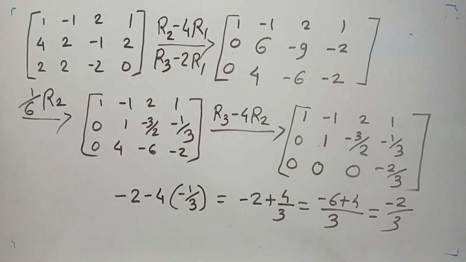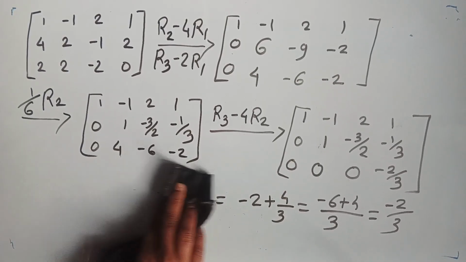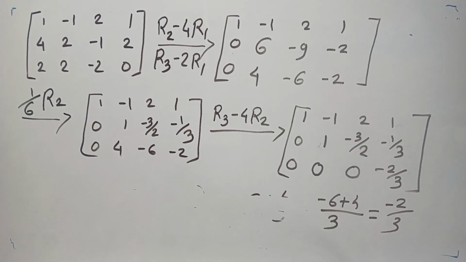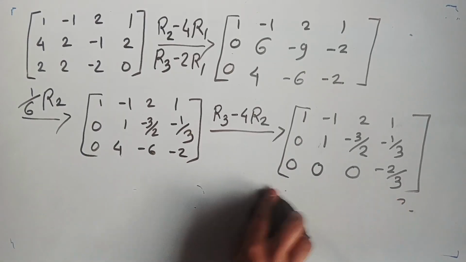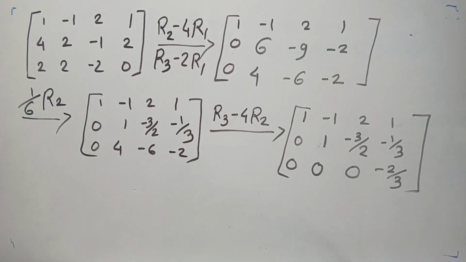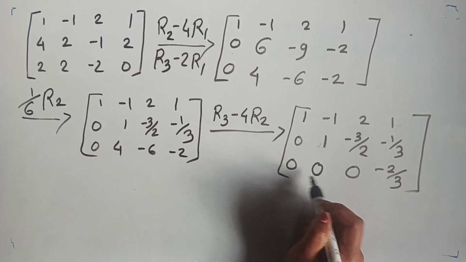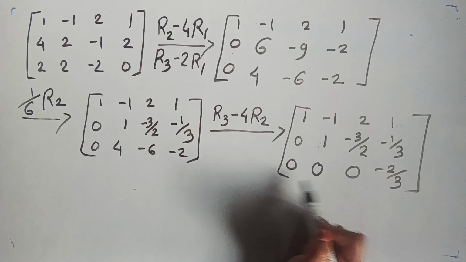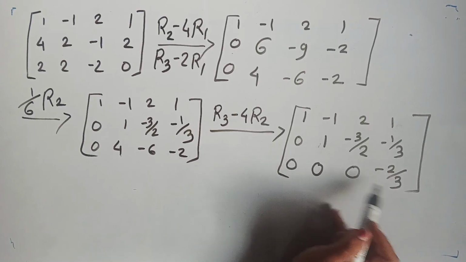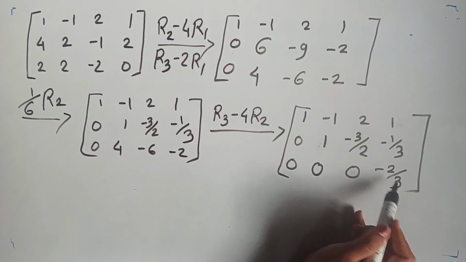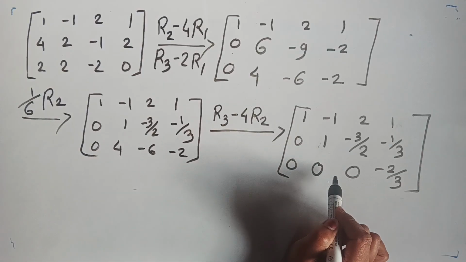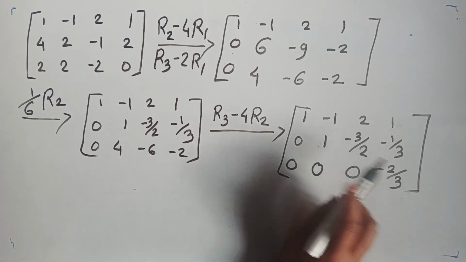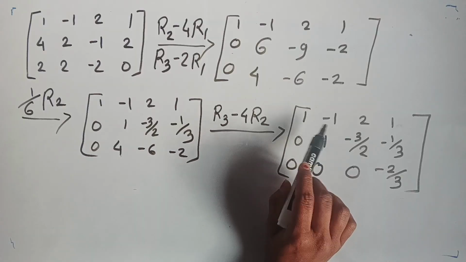Now the rank means what? The rank means number of non-zero rows in the row echelon form of the matrix. Non-zero rows means at least one entry should be non-zero. Okay, so this row, it contains 3 zeros, but there is one entry which is non-zero. So the matrix is of rank 3.